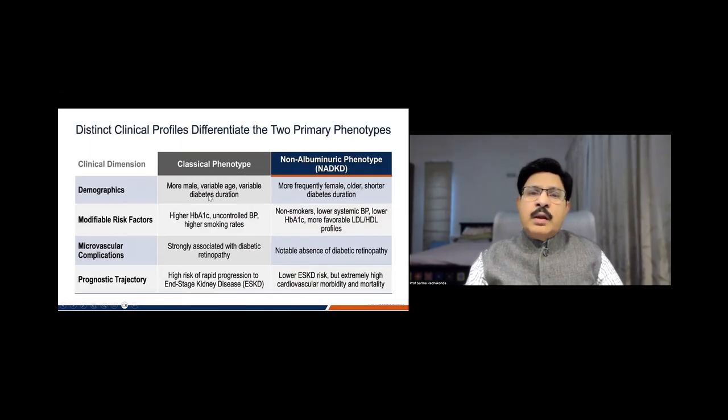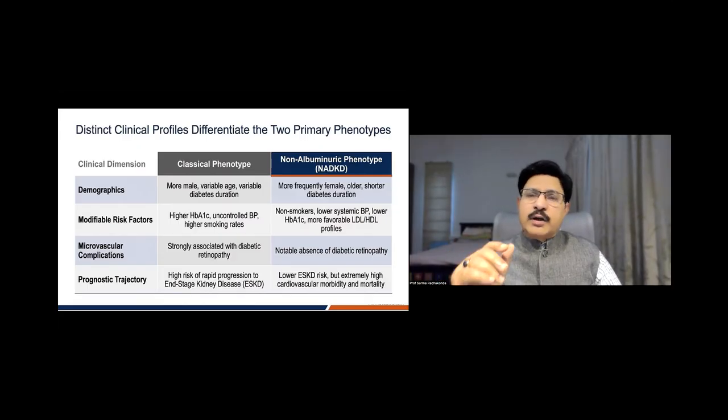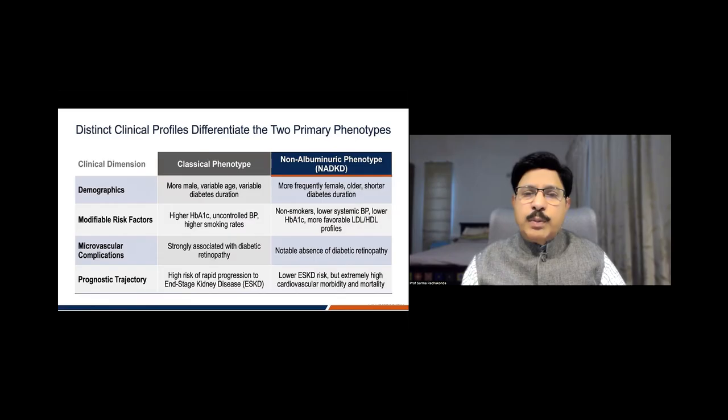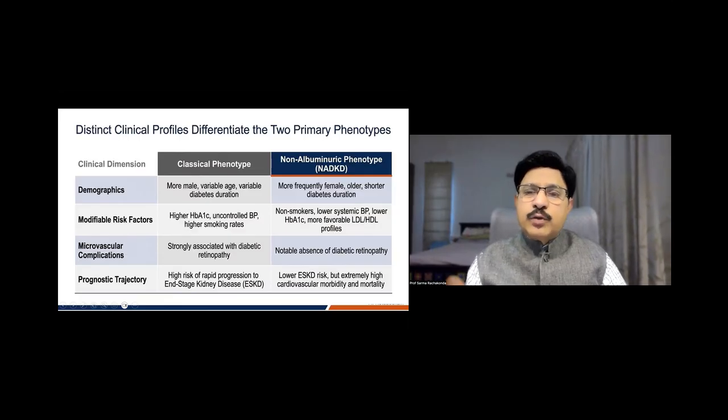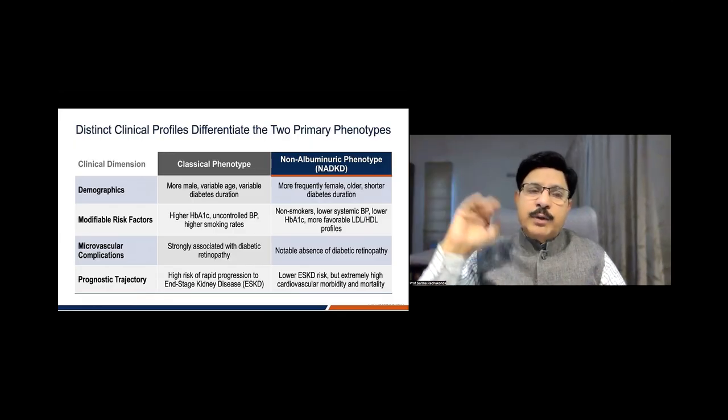Now, there are two classical phenotypes. Phenotype means clinical expression: the classical phenotype and the non-albuminuric phenotype, that is NADKD or NPDKD. You can say non-proteinuric or non-albuminuric. What are they? Demographics: classical phenotype, more males, variable age, variable diabetes duration. Whereas NADKD or NPDKD occurs more frequently in females, older individuals, with shorter duration: 3 years, 4 years, suddenly they go into nephropathy. Whereas in the classical fellow, 10 years, 15 years of diabetes is required.